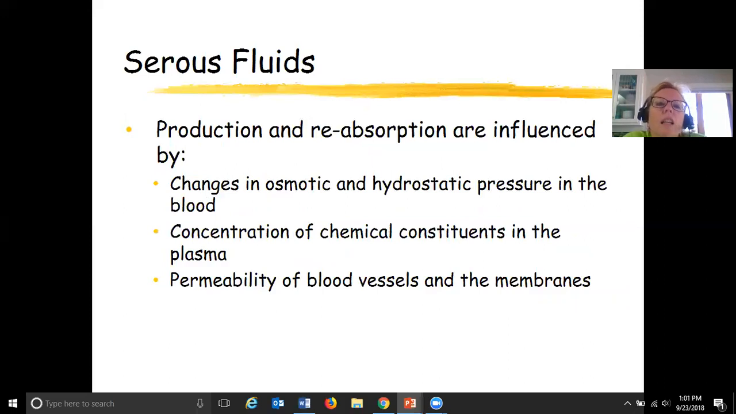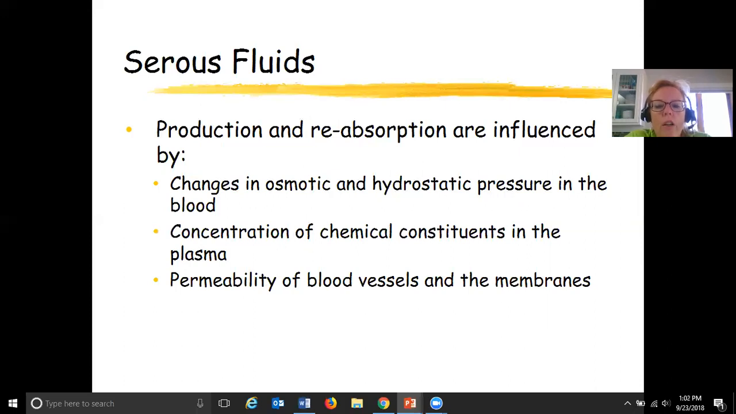So things that can affect the production and reabsorption of those fluids are changes in the osmotic pressure and the hydrostatic pressure. So remember, the osmotic pressure is due to the dissolved solutes within the plasma. The hydrostatic pressure is the pressure in the capillary tubes. And then also the concentration of whatever chemical components are in the plasma. So hydrogen, potassium, proteins.